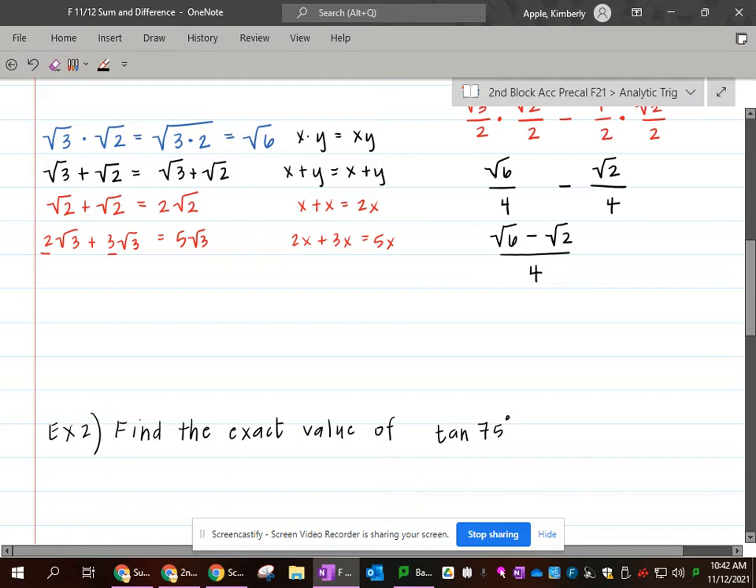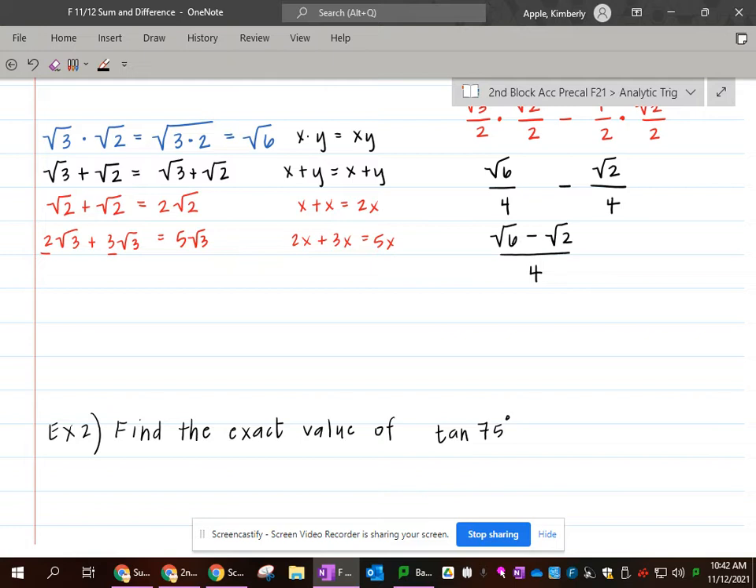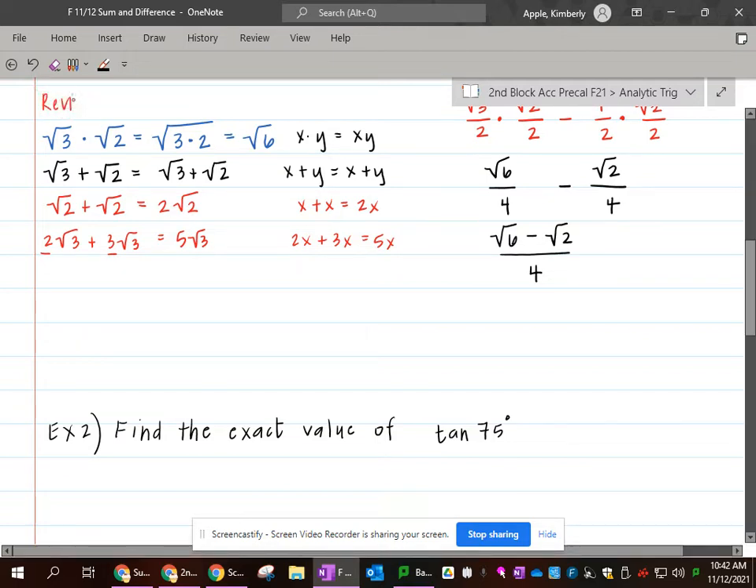And I say that because you will just need those skills. The operations with the radicals will be ramped up a little bit. So this is review of radical operations.